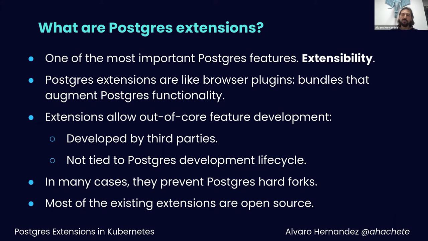Extensions are also important for the ecosystem because they have prevented many forks of Postgres. If you can run all your functionality as an extension, which is often the case, then you don't need to fork Postgres. It's just something built on top of Postgres that can run on top of any existing Postgres without having to fork it. And most of them are open source.